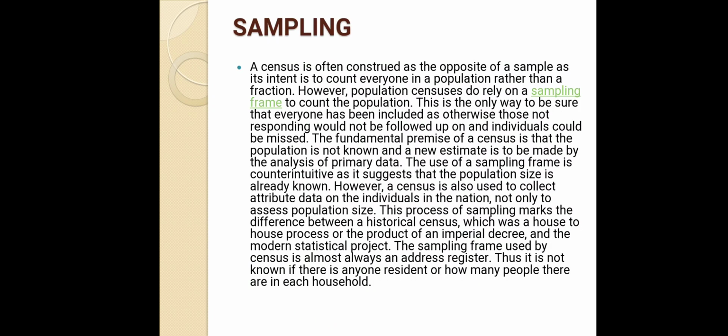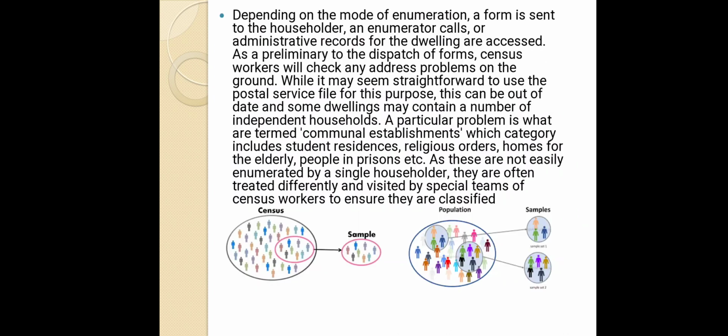Here we came to sampling. A census is often construed as the opposite of a sample as its intent is to count everyone in a population rather than a fraction. However, population censuses do rely on a sampling frame to count the population. This is the only way to be sure that everyone has been included, as otherwise some would be missed. The fundamental premise of a census is that the population is not known and the new estimate is to be made by the analysis of primary data.